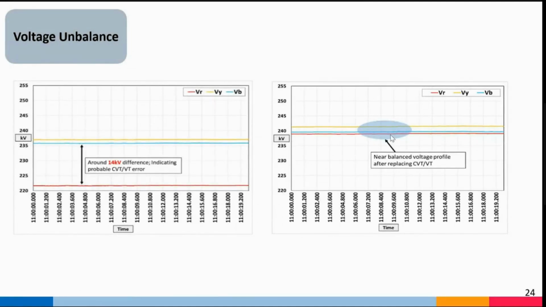If there is actually non-compliance, you can ask the utility to check that and improve on it, and find what remedial measures they can take. Otherwise, this will certainly impact the voltage at the consumer level.